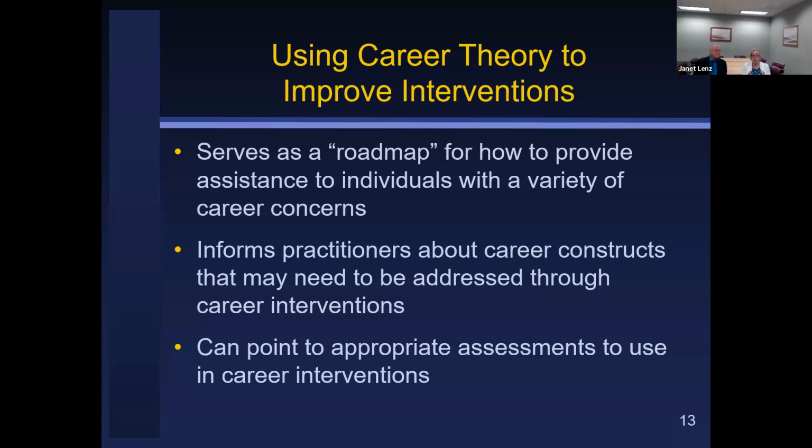Two of the ones we've used a lot here at Florida State, and all of our career interventions are based on them, are cognitive information processing theory and RIASEC theory. But you may have others that appeal to you. And with any good career theory, there are constructs that inform that theory.